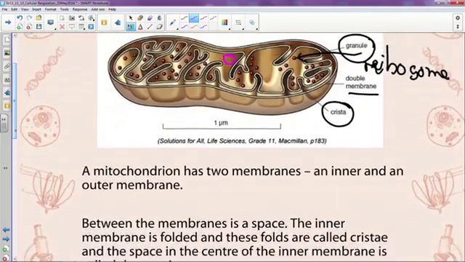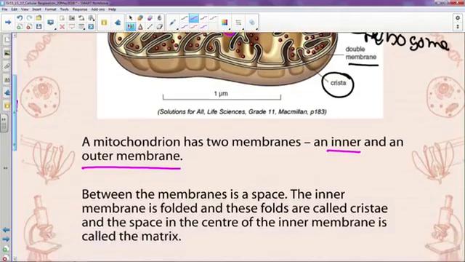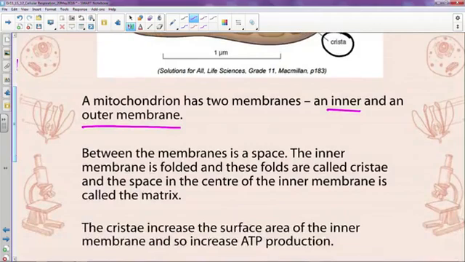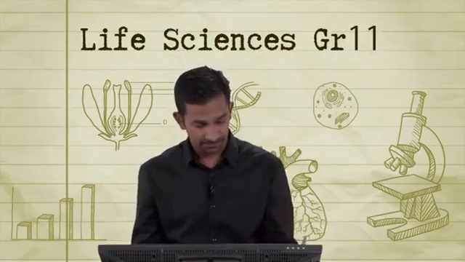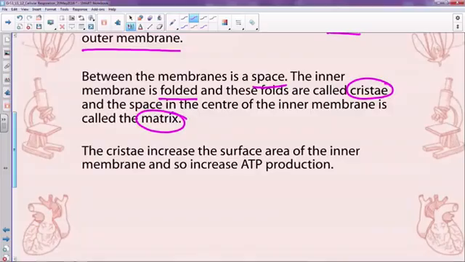As we discussed, the mitochondria has two membranes, an inner membrane and an outer membrane, and these membranes are important in controlling the entry of substances into the structure. Between the membranes is a space, and that space is folded, and we refer to those folds as cristae. The space encloses a medium called the matrix, in which the processes within the organelle occur. The cristae increase the surface area on the inner membrane to increase ATP production.